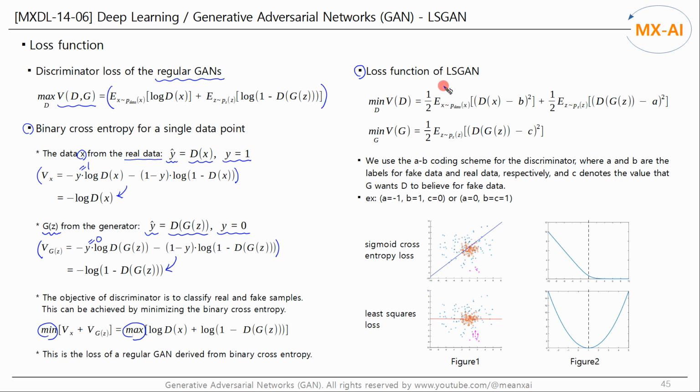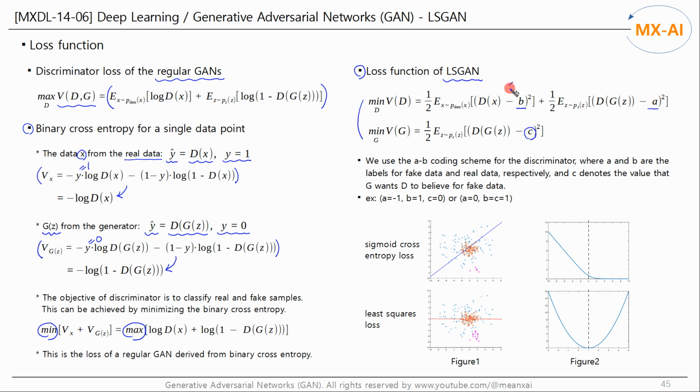To remedy this problem, the authors of the paper proposed LSGANs. Suppose we use the a-b coding scheme for the discriminator, where a and b are the labels for fake data and real data, respectively. Then the objective functions for LSGANs can be defined as follows, where c denotes the value that G wants D to believe for fake data.